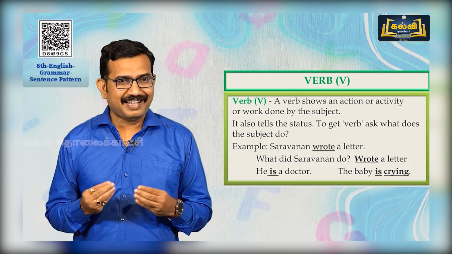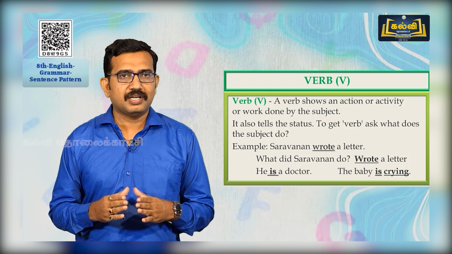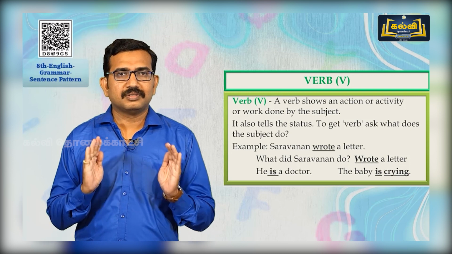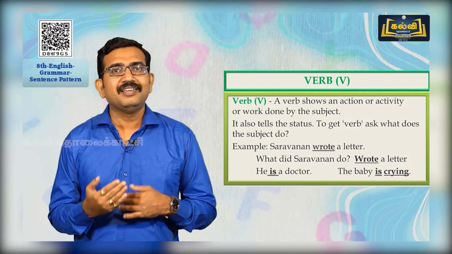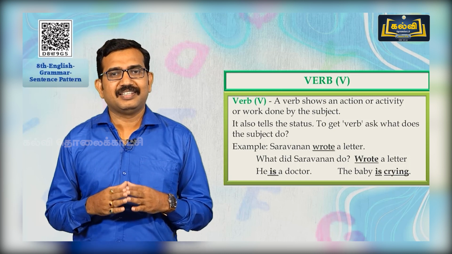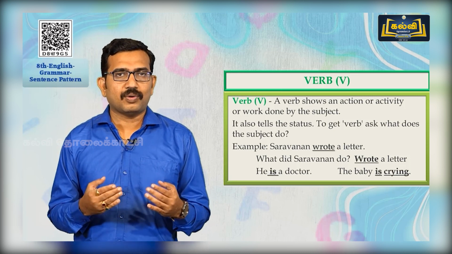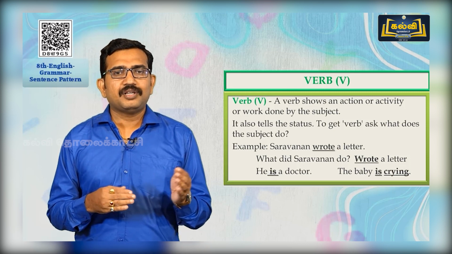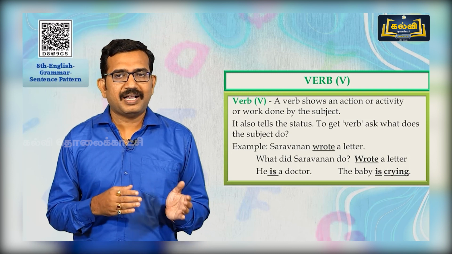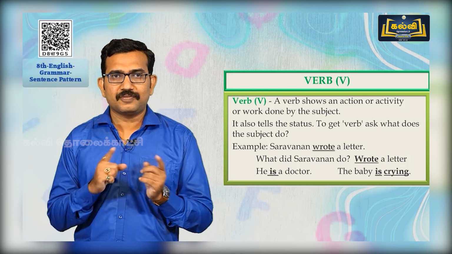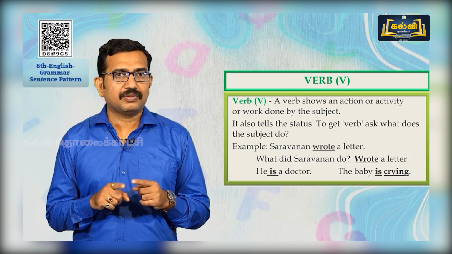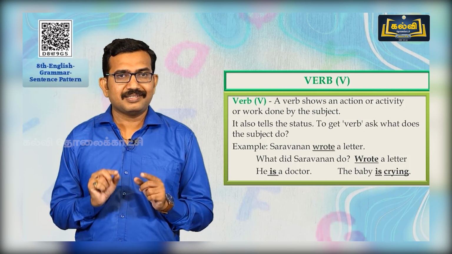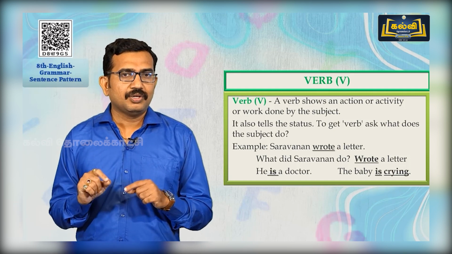A verb shows an action or activity or work done by the subject. Generally, when you hear the word verb, you immediately think of an action word. Yes, but not only action words; state also comes under verbs. Let us check some examples. It also tells the status. To get the verb, ask what the subject does. In the subject, the question is who. Now you should ask what does the subject do.